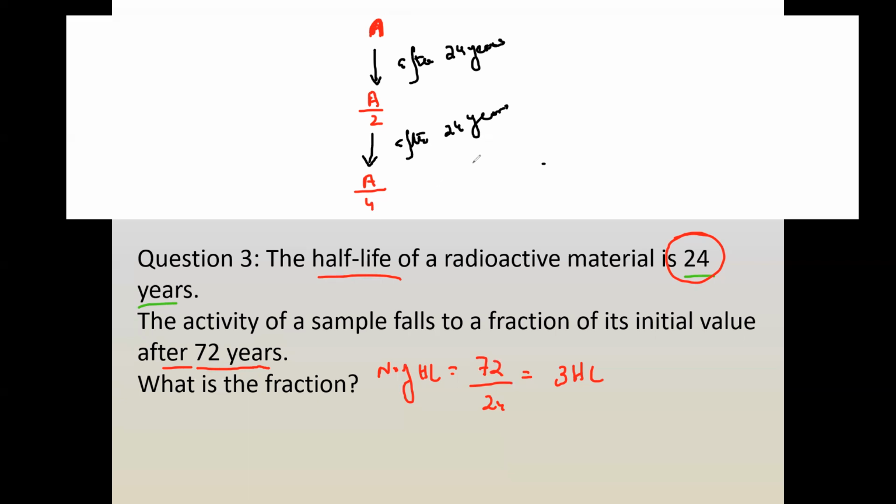Then after a further 24 years, after another 24 years, what will be the amount? It will be half of A by 4. What is half of A by 4? That is A by 8. So what fraction are we left with? We are left with A by 8, or 1 by 8 of the original.